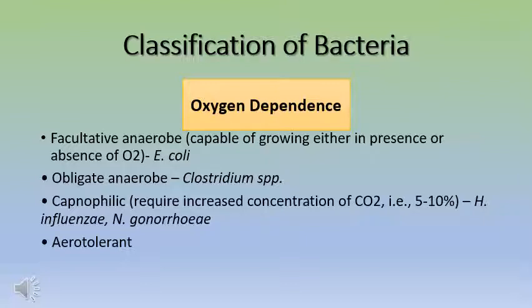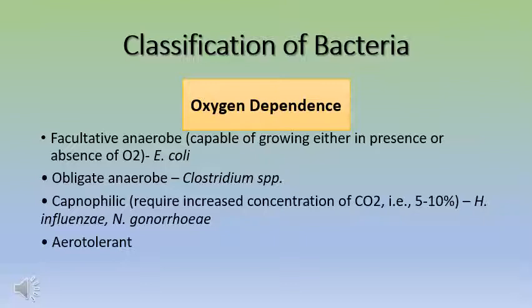Another type is obligate anaerobe, those bacteria which need a strict anaerobic environment. Oxygen presence can be harmful for those bacteria, like Clostridium species. They cannot survive in the presence of oxygen.